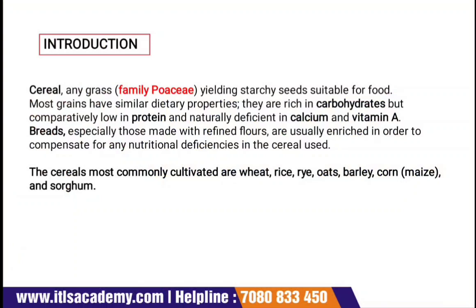Cereal, or any type of grass that yields starchy seeds, is suitable for food. Most of the grains have similar dietary properties, meaning they are rich in carbohydrates, but comparatively lesser in protein content. And they are even deficient in calcium and vitamin A.